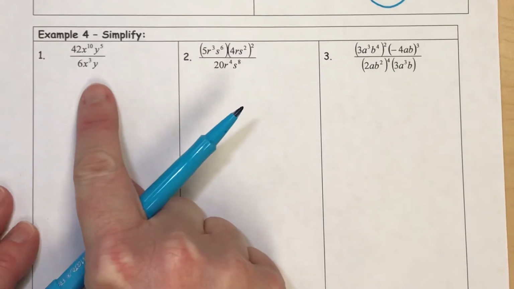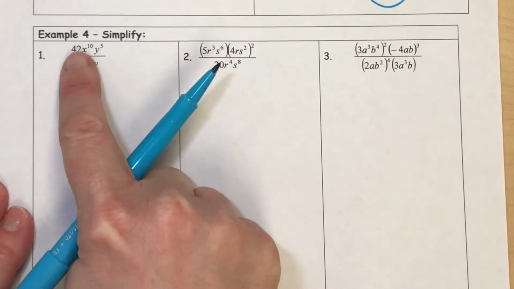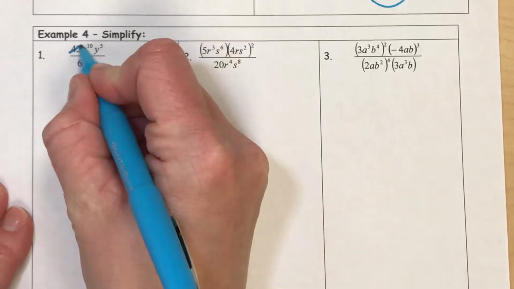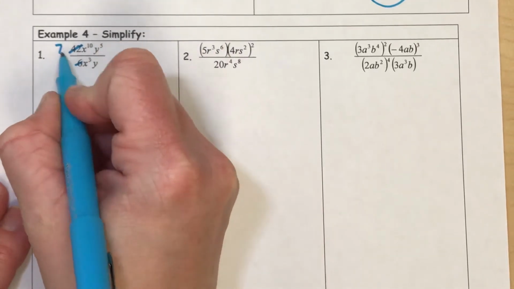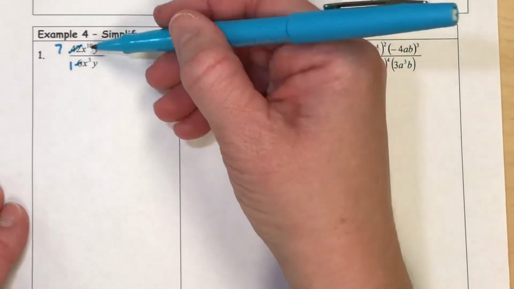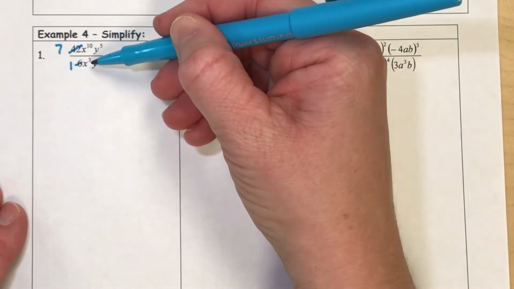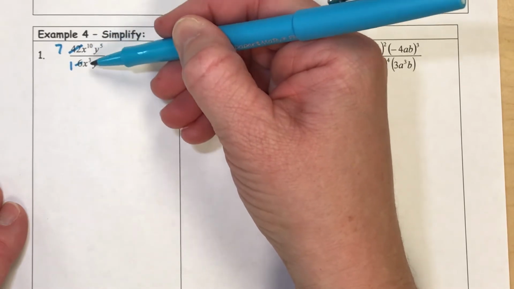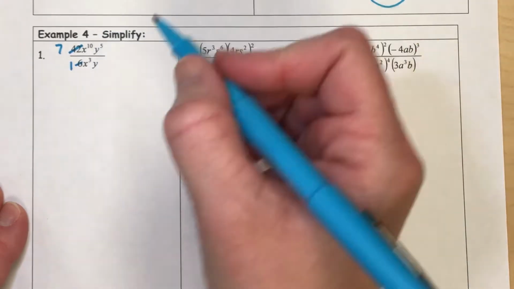For the first example here, I'm going to start by reducing my 42 and my 6. So I'm going to reduce and make this a 7 and this a 1. And then as I'm looking, I have x's in the numerator and x's in the denominator. And with this rule, what we want to do is subtract our powers.